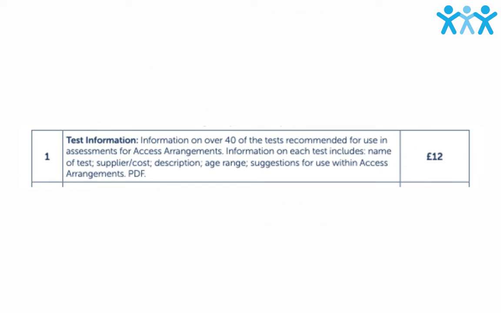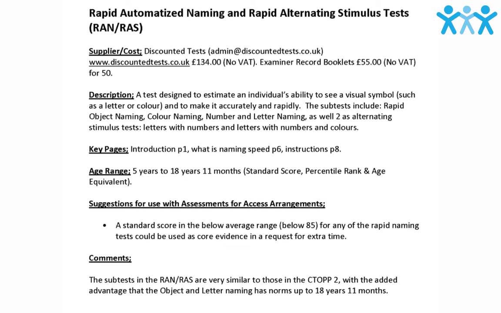So the first resource is our test information document. This document gives information on over 40 tests recommended for use in assessment for access arrangements. Information about each test includes the name of the test, the supplier, the cost, a description of the test and the age range that it covers, and suggestions on how to use the test for access arrangements assessments. It comes as a PDF. On the screen you can see a sample of one of the sheets in this document.